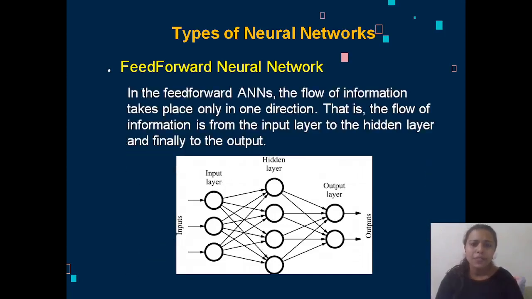Now exactly what a feed forward neural network is, as the name goes, is one direction. The transfer of information goes in one direction. From the input layer, the information is fed to the hidden layer, and after computation is done, the hidden layer gives the output to the output layer. There is no backward propagation. The information goes in a single direction, only one direction.